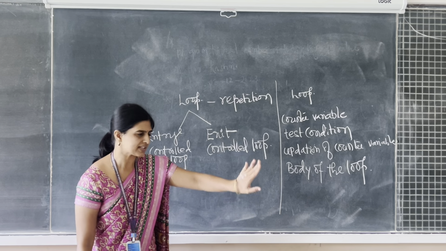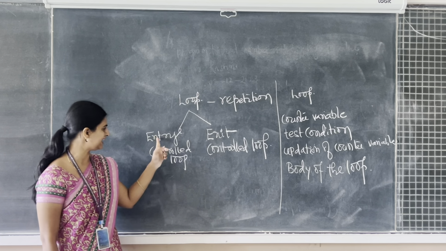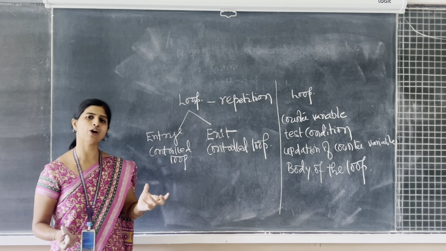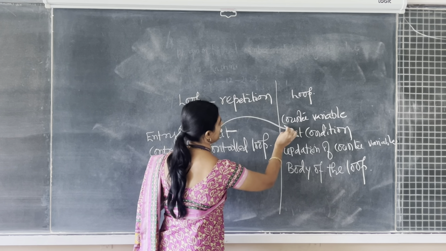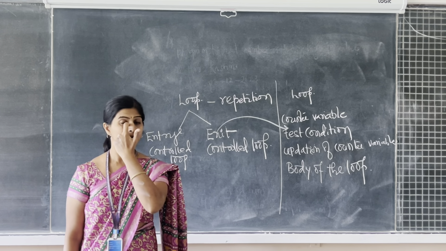So students, now let us come back to this point. I told you about two categories of loop. One is entry control loop and another one is exit control loop. How have they made these two categories? These two categories are made based on the location of the test condition that you have in your loop.